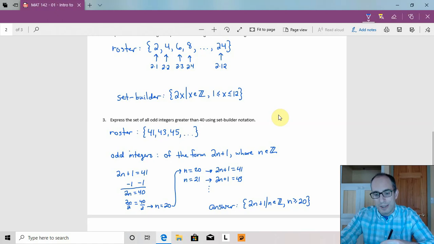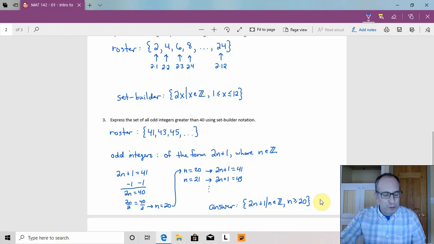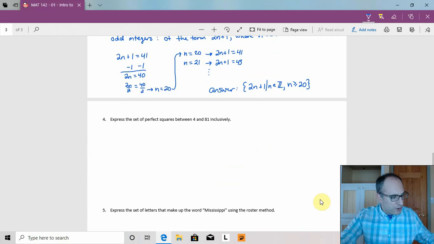So that one's a little bit tougher. But I think if something like this makes sense, you're probably in pretty good shape. Let's see. Then number 4. To express the set of perfect squares between 4 and 81 inclusively.